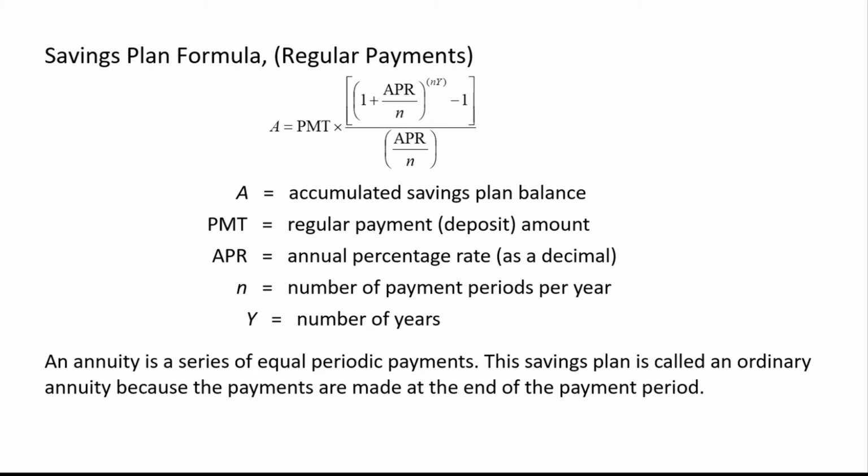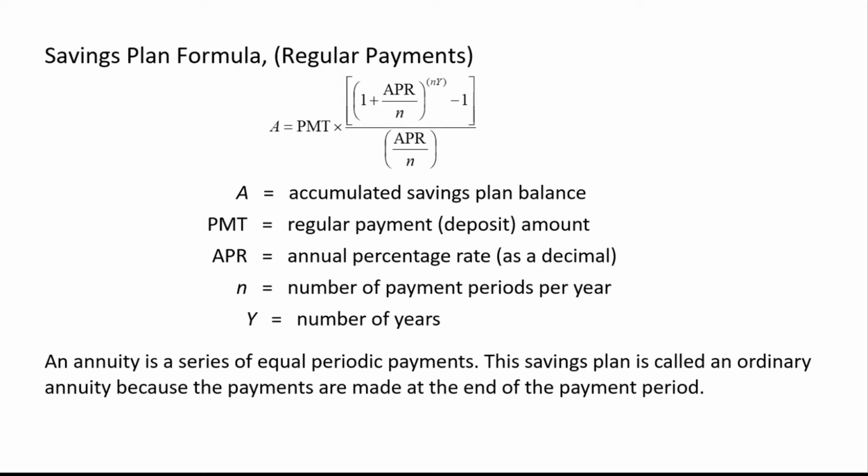Savings plan formula. This is actually the ordinary annuity formula. We use the ordinary annuity formula when we make regular periodic payments. The formula is A equals PMT times the quantity 1 plus APR over N raised to the power of the product of N times Y, minus 1, all divided by the quantity APR over N. A is equal to the accumulated savings plan balance.